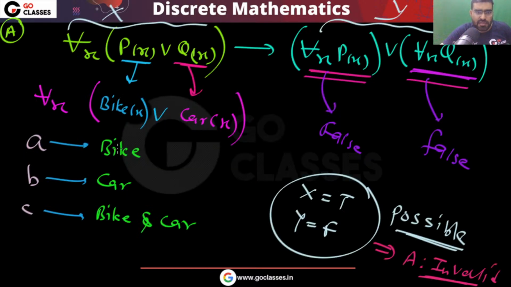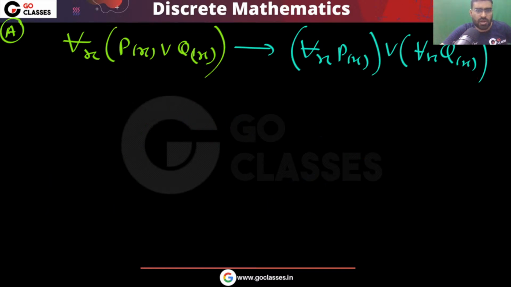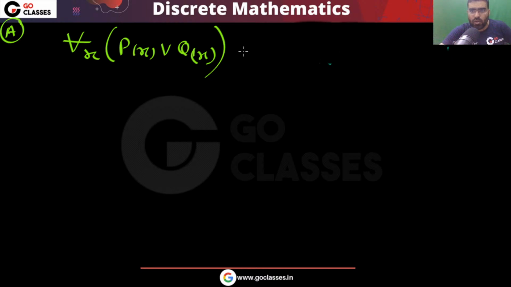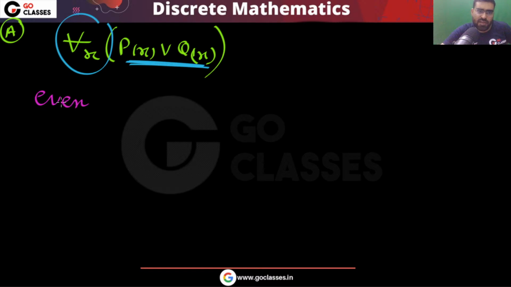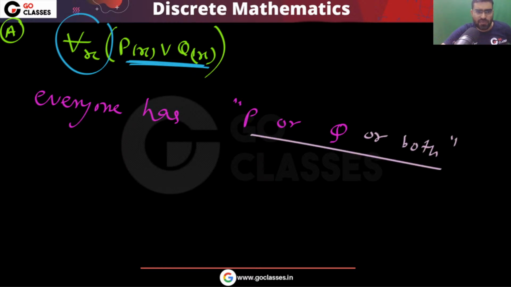You can intuitively think that this statement is saying something simple. Just forget about the other statement and only look at this. What this statement is telling you is that for everyone, either they have P or they have Q. So everyone has at least one of them: everyone has P or Q or both. Very simple. At least one of them everyone has.